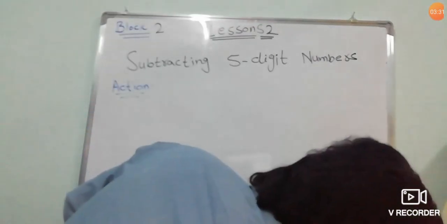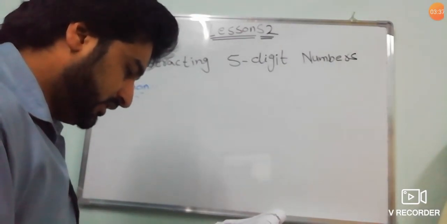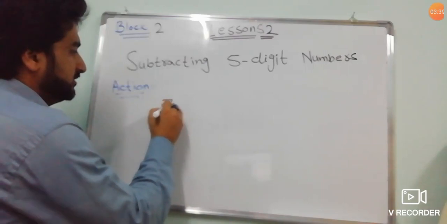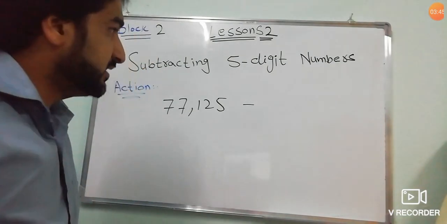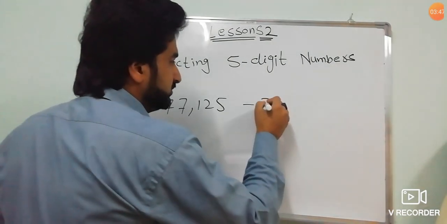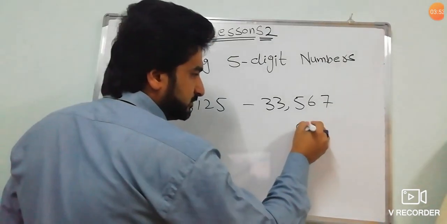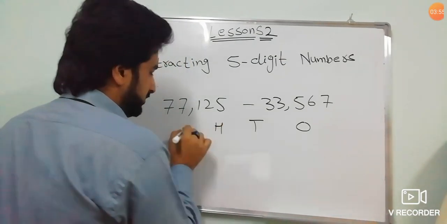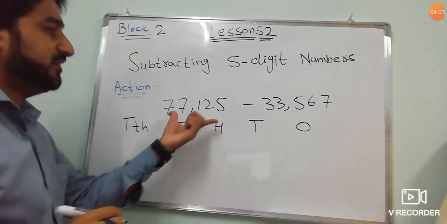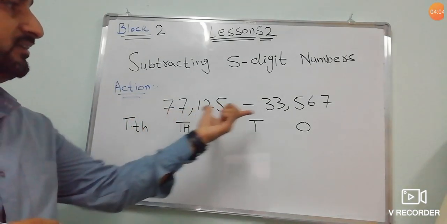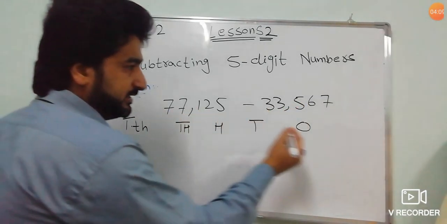So if I do part B, some questions are here. 77,125 subtract from 33,567. Again we have to write ones, tens, hundreds, thousands, ten thousands. As you can easily see, this 77,000 number is greater than this 33,000. So for 77,125 I have to arrange the digits according to place values.